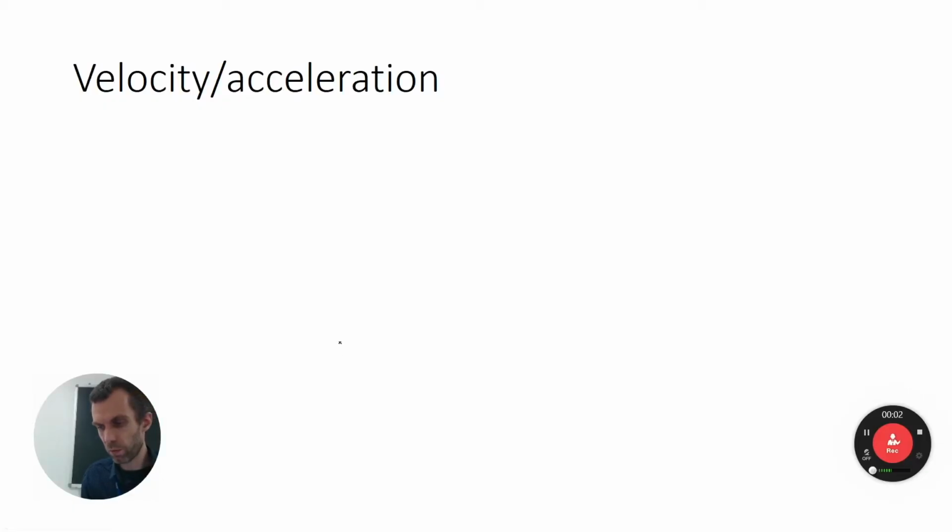So for the next topic, we're going to look at velocity and acceleration. And this is going to link the derivative to those physical concepts. And this is something that you already know, I think, quite well. So this is going to be very intuitive.